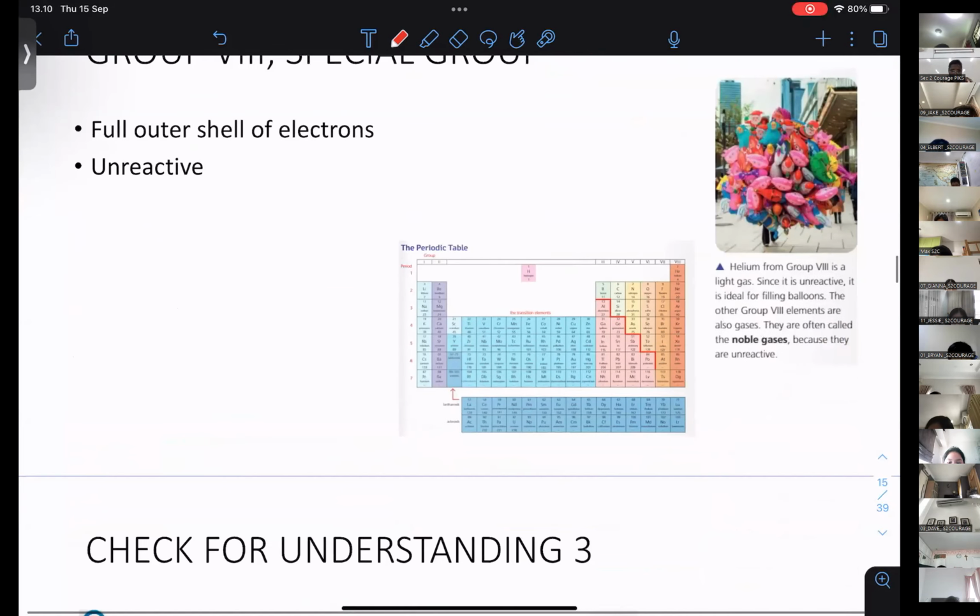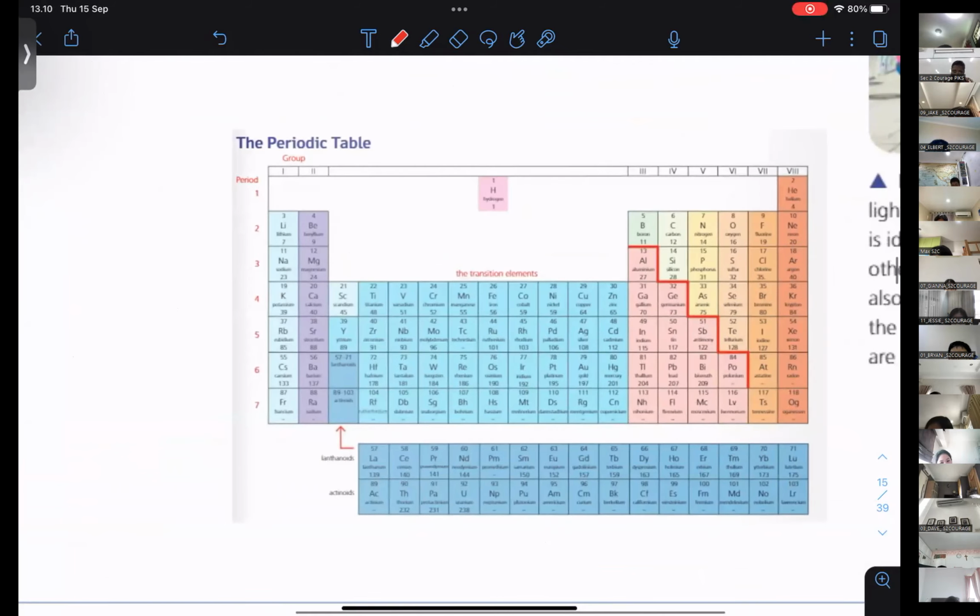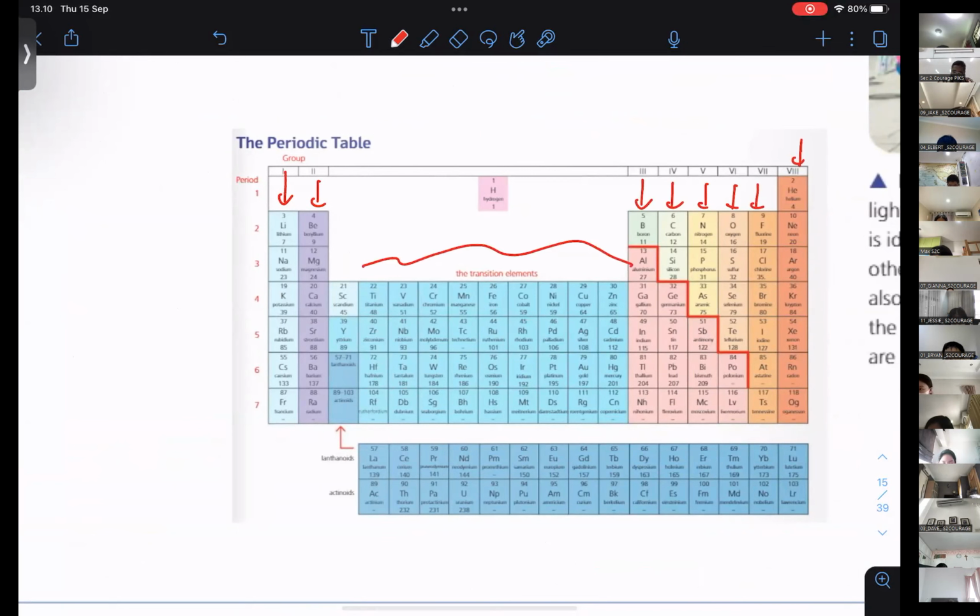Okay. Now we have many groups like just now. Group 1, group 2, group 3, 4, 5, 6, 7, 8. Just ignore this one. This one is called transition elements. And then in the transition elements also, you can see some sort of ladder over here, like they actually follow like this. Now, why is the ladder important?